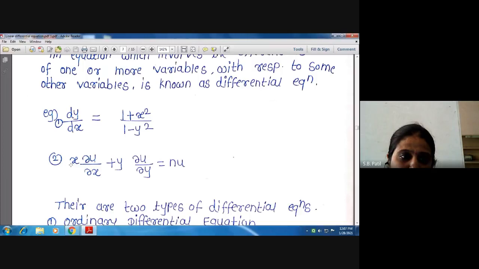The second example is x ∂u/∂x + y ∂u/∂y = nu. In the first term, u is a dependent variable and x is an independent variable, so we differentiate u with respect to x. In the second term, u is a dependent variable and y is an independent variable, so we differentiate u with respect to y. So in this equation there are two independent variables x and y, and one dependent variable u. So it is also a differential equation.